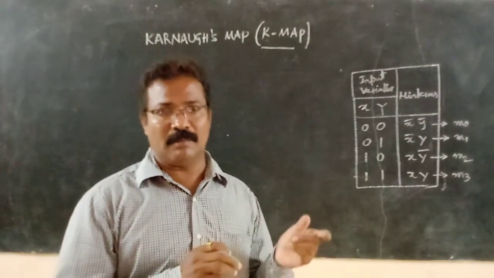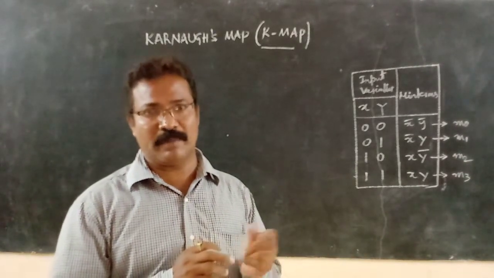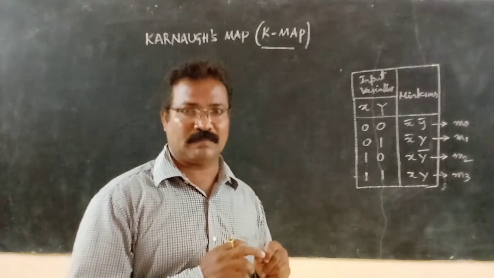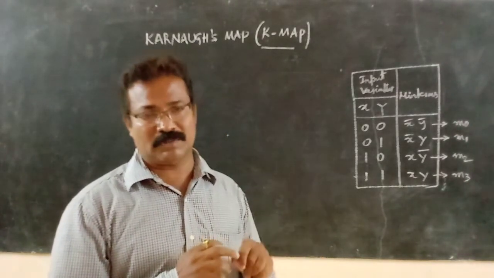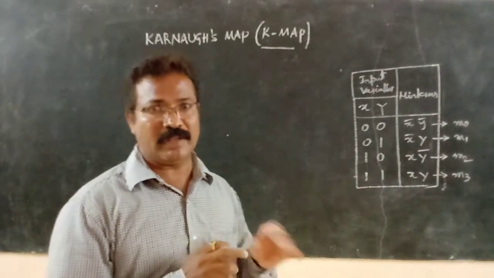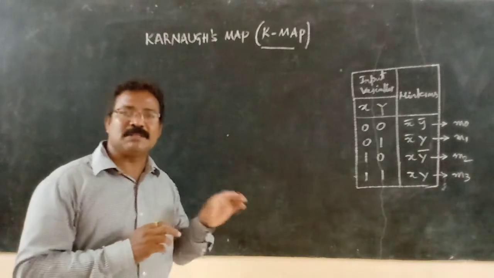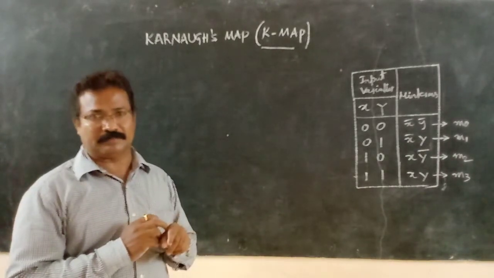Min terms means sum of products. Max term means product of sums. Min terms means product terms. Max term means sum terms. So here each cell specifies either a min term or a max term.